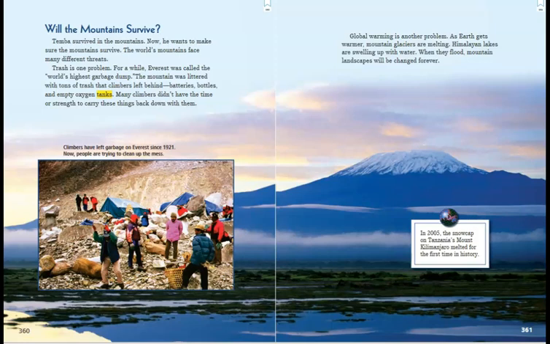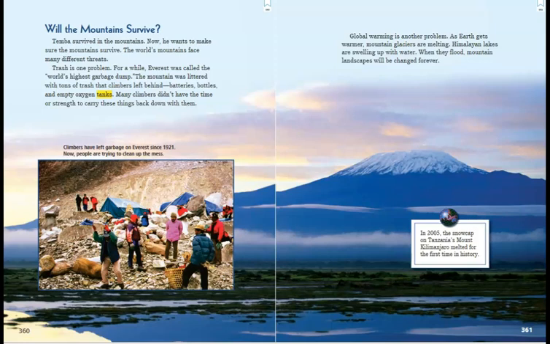It says the mountain was littered with tons of trash that climbers left behind. Batteries, bottles, and empty oxygen tanks. Many climbers didn't have the time or strength to carry these things back down with them. Okay, well, I guess it's not as bad as I was thinking originally. So they just didn't have time or strength, which is better than just being careless and leaving things, right? But still, that is not okay. So that's pretty cool that Temba is making sure that it gets cleaned up, looks like.